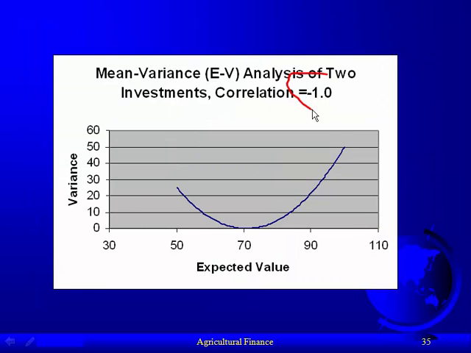In the case where they're perfectly negatively correlated, notice that by adding Microsoft to it, you can actually reduce your risk to zero. Again, you're not going to find many investments like that, but conceptually you could do that, and then your set would be from point X to point Y.